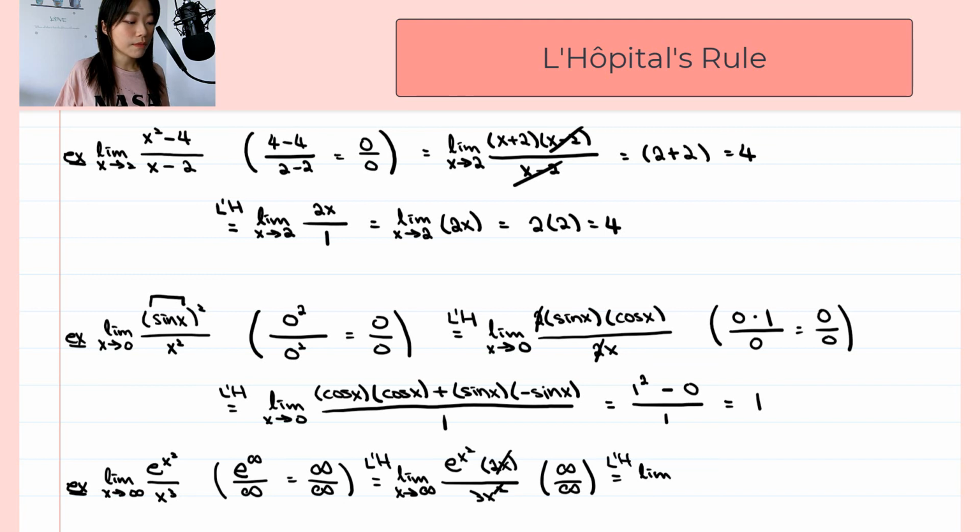This equals the limit as x approaches infinity of the derivative of the numerator over the derivative of the denominator, which equals 2 times e to the power of x squared times 2x over 3. And if we use the chain rule again, we get e to the power of infinity, which is infinity, times another infinity. So this limit equals positive infinity.